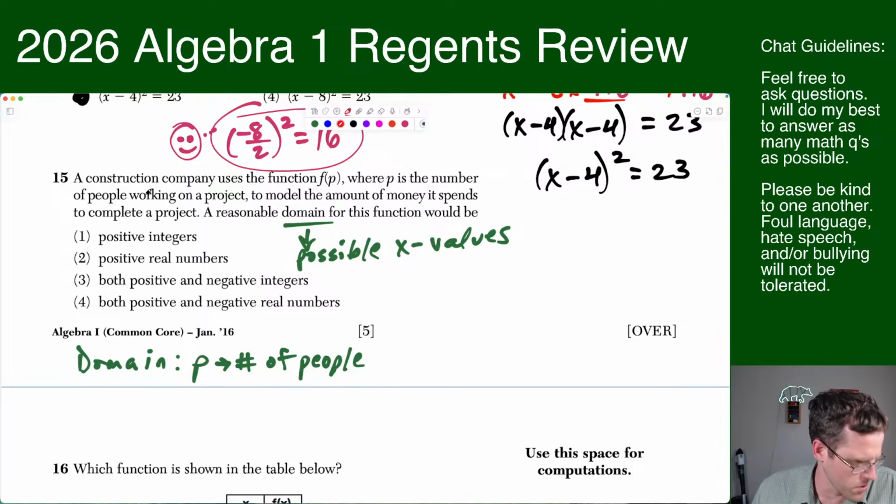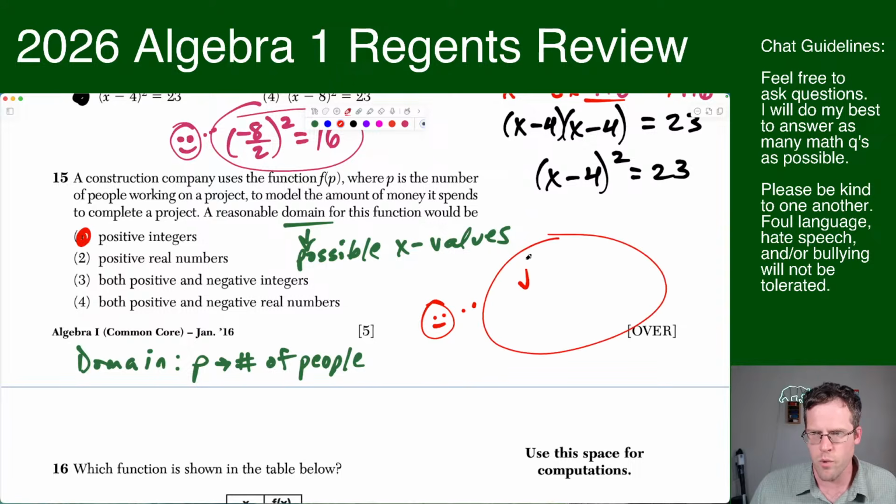Positive integers is the only one that makes sense. Reason being, you would say, oh, I have 2 people, 3 people, 5 people. Positive real numbers, like try saying that in a sentence. Like, oh, I have pi people. You know, just think about that. Like square root of 2 people. Pi people. That doesn't make any sense at all. Please don't ever say that.